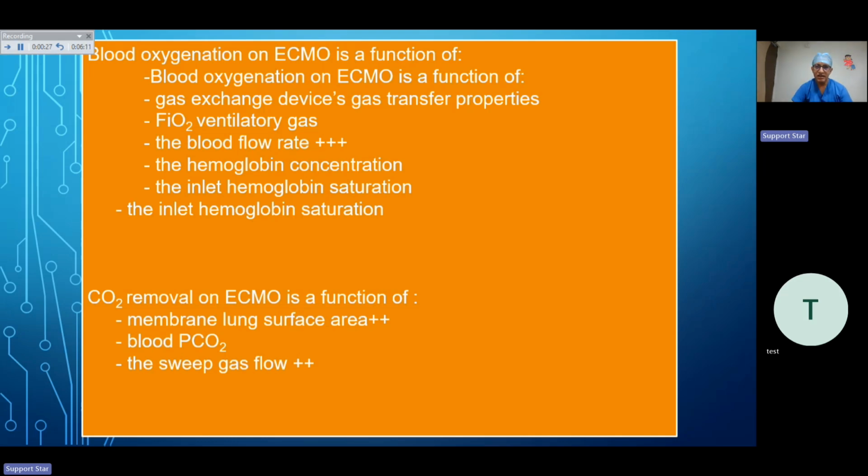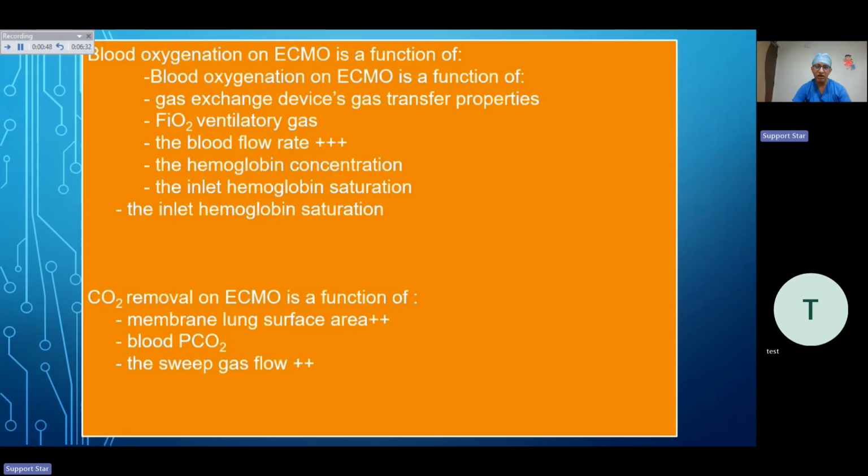What is sweep gas? It's like a blender, like in your CPAP blenders, where if you increase your flow, the CO2 removal will increase. And if you increase the FiO2, like our routine blender, it provides oxygenation. So this blender is connected to the oxygenator in the ECMO circuit.